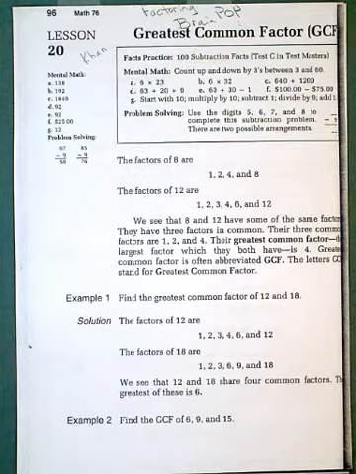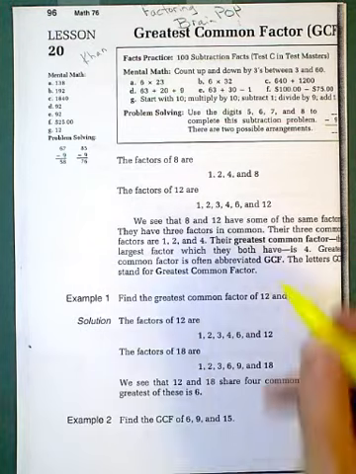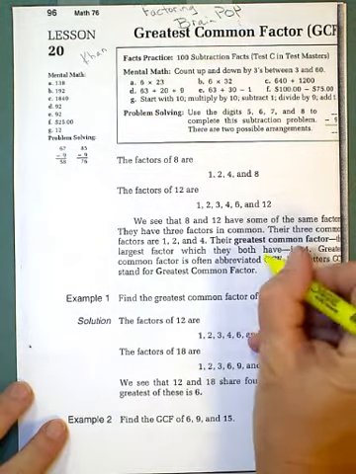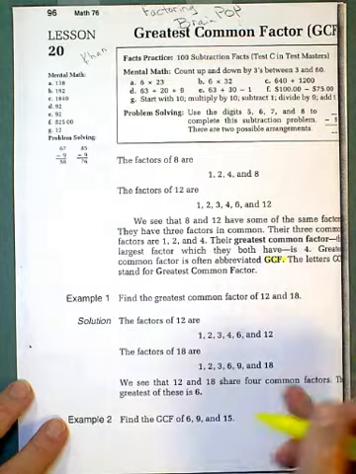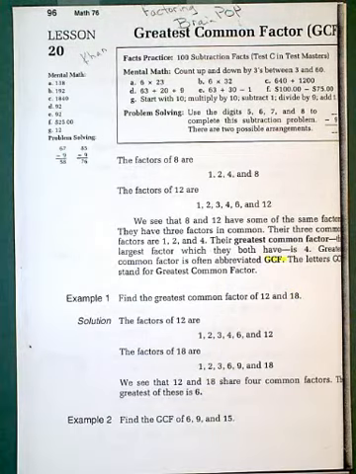It is abbreviated as capital GCF, and knowing the greatest common factor will be most helpful, especially in writing fractions in their lowest terms and in doing other forms of division.